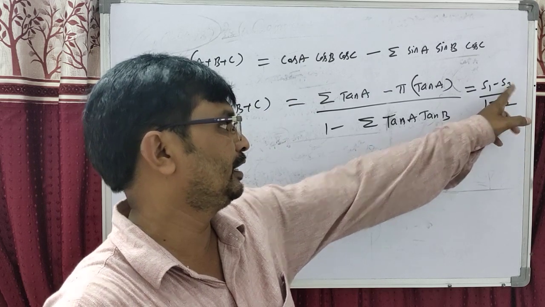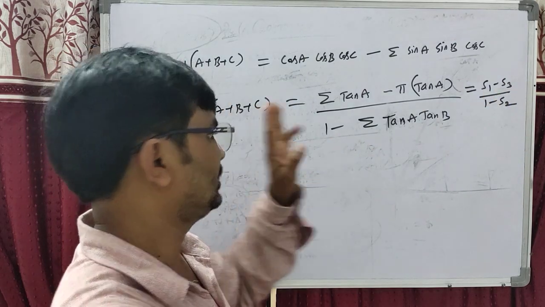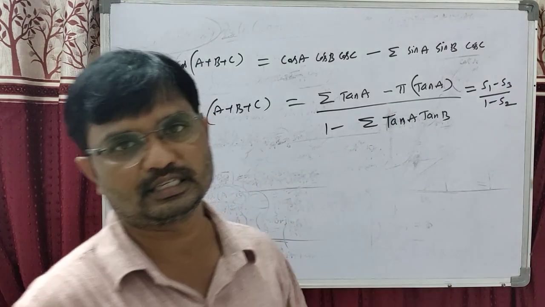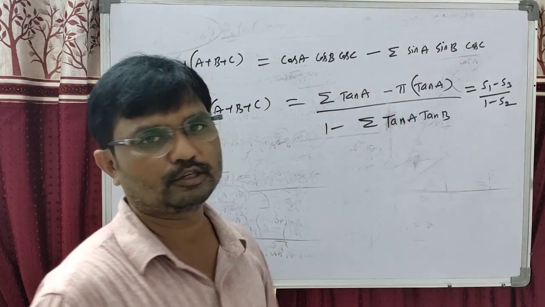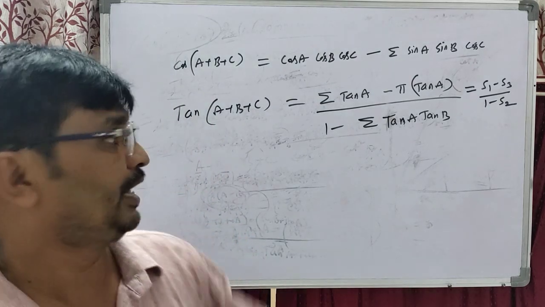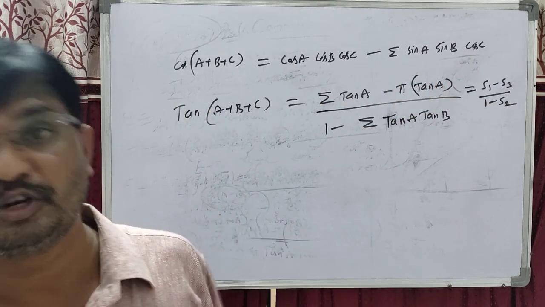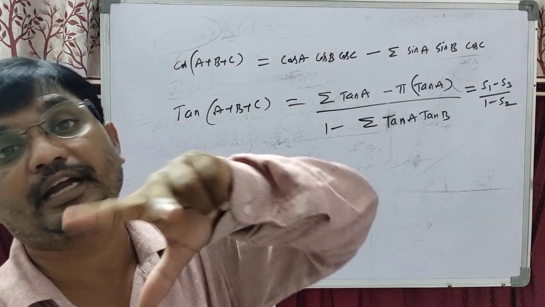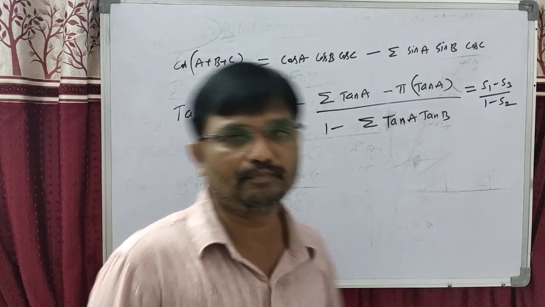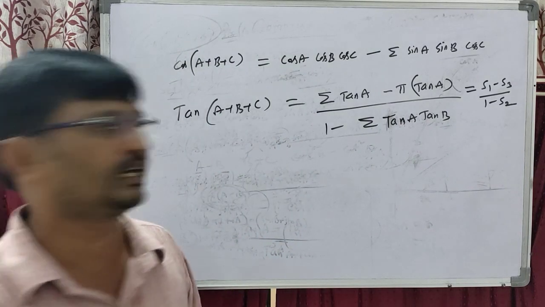This is directly tan A, tan B, tan C, three are there, and the product of the tans. S1 means tan A plus tan B plus tan C. S3 is the product, tan A into tan B into tan C. S2 means the sum of the products taken two at a time: tan A tan B plus tan B tan C plus tan C tan A.